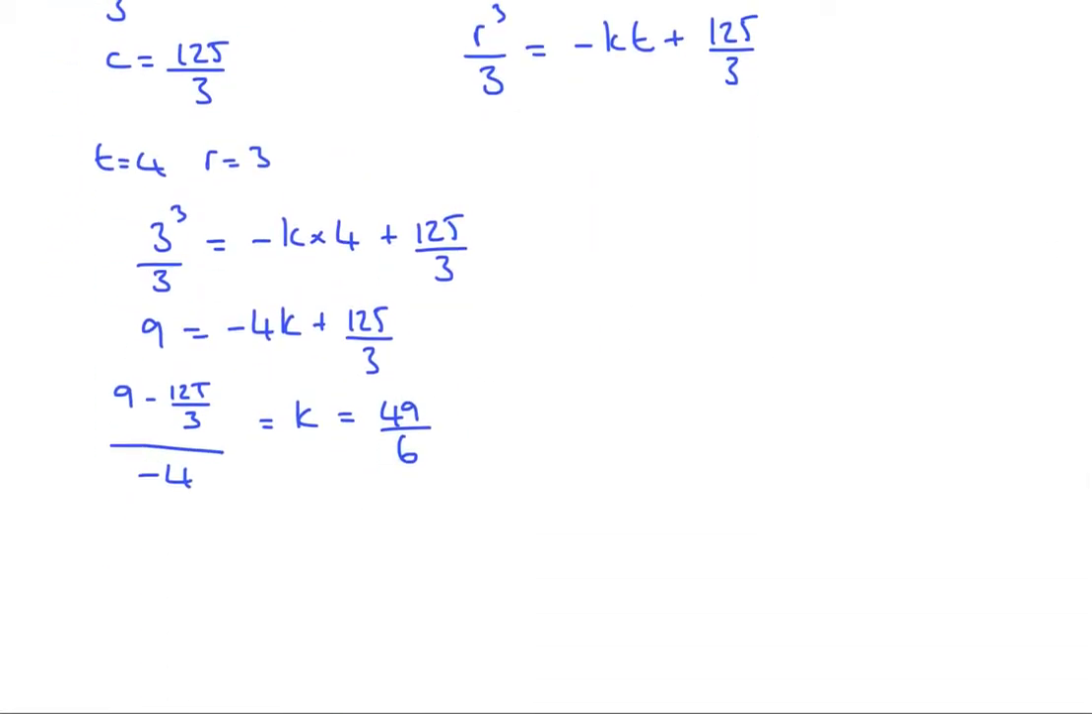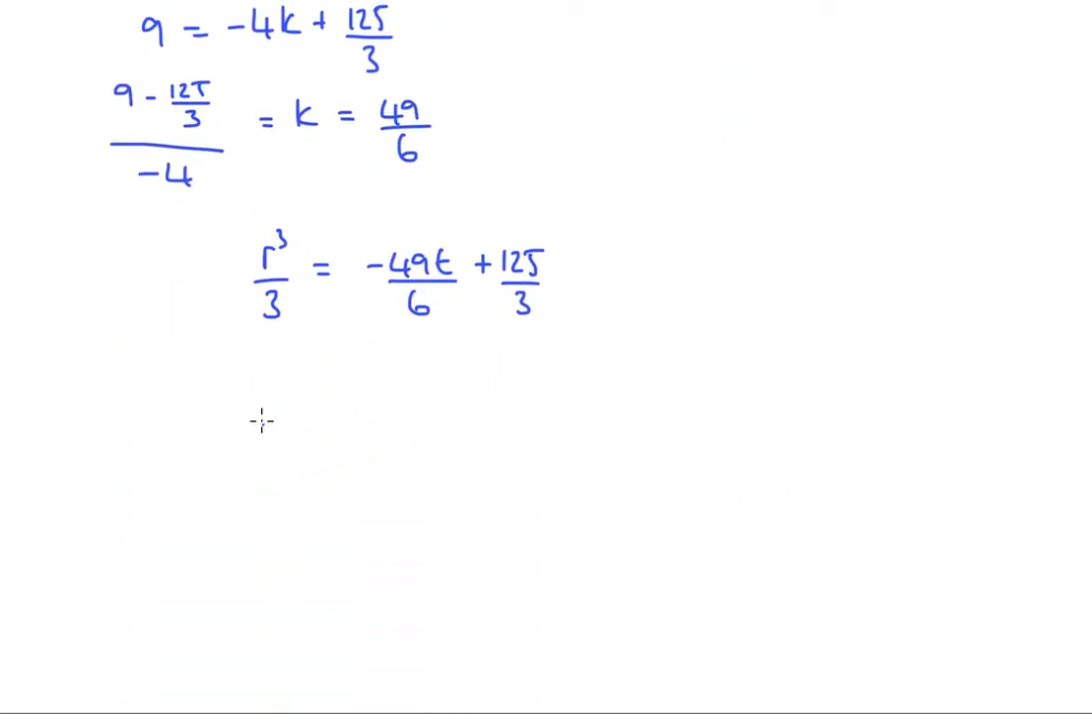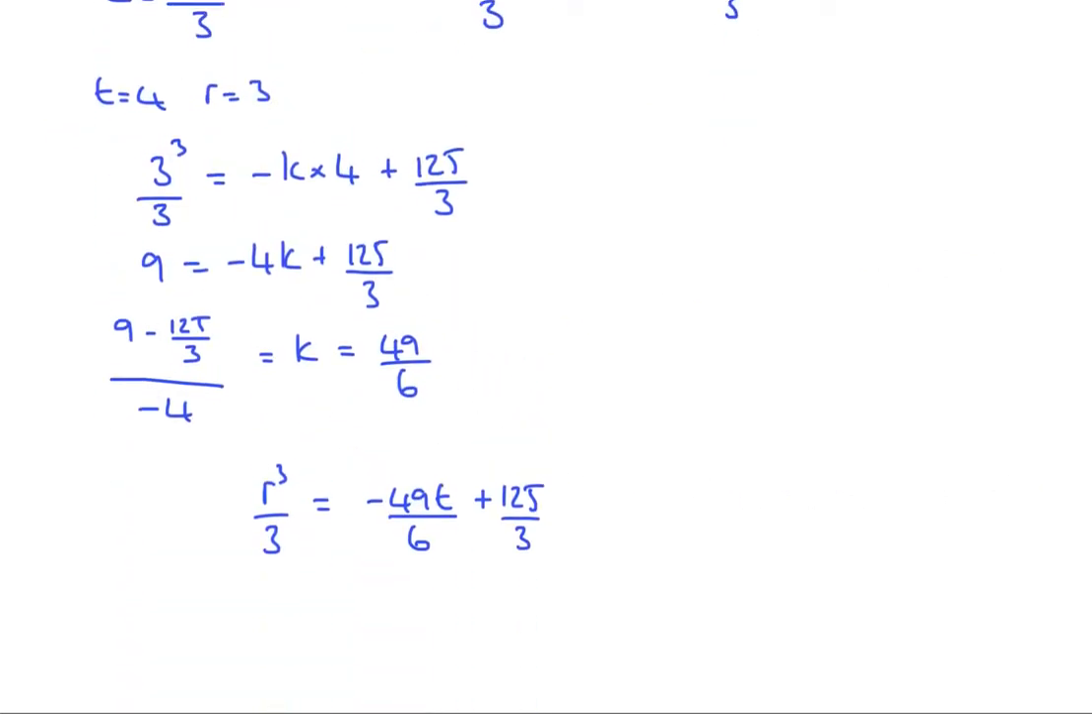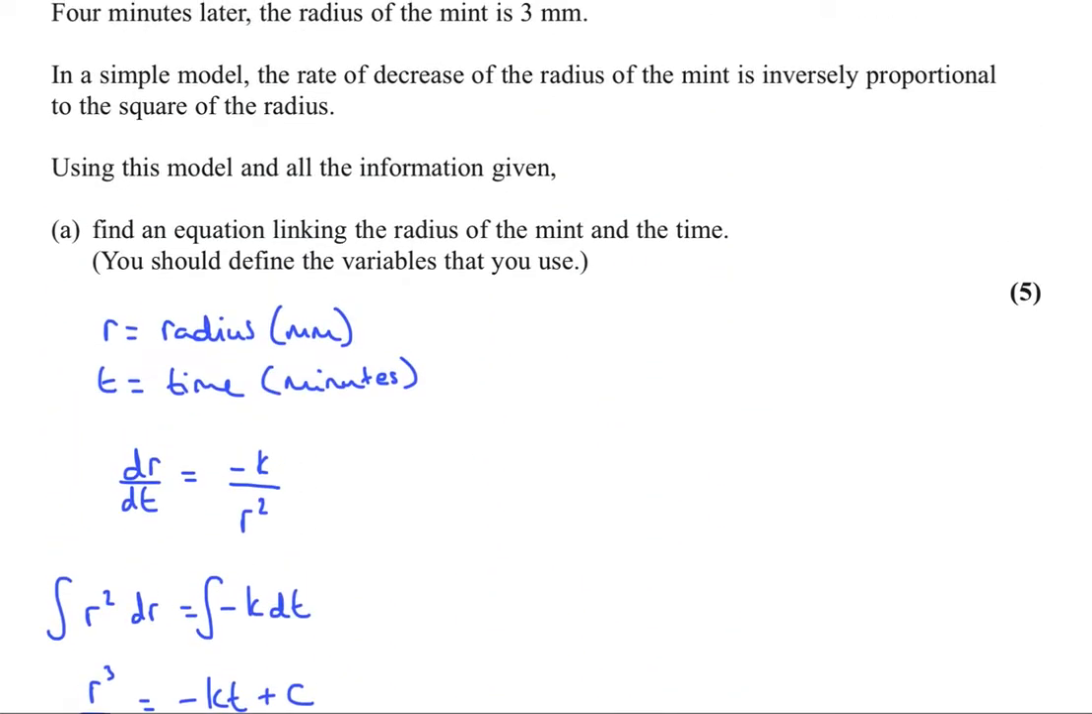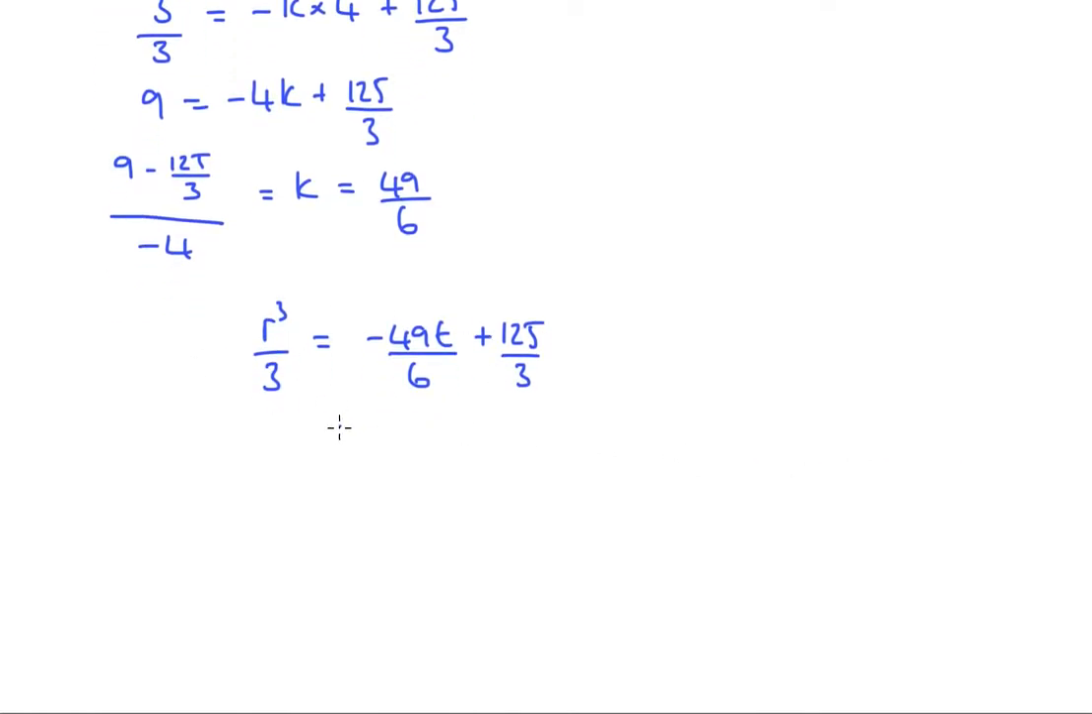So then we can say finally that the equation is r cubed over 3 is equal to negative 49t over 6 plus 125 over 3. Let's times everything by 6 to get rid of all the fractions. When in fact, what did it want? It just says find an equation linking radius to time. That would actually do then, but I don't like the fractions, so I'm going to times by 6 and get 2r cubed is equal to minus 49t plus 250.